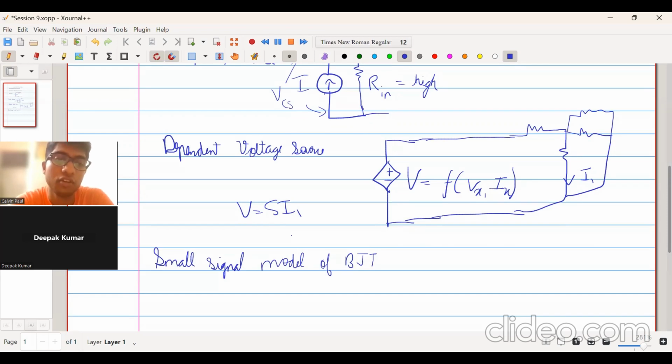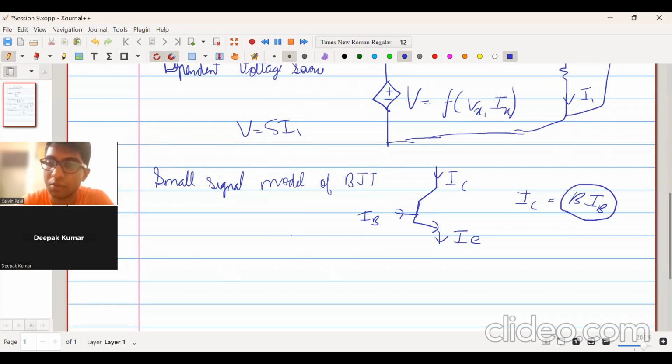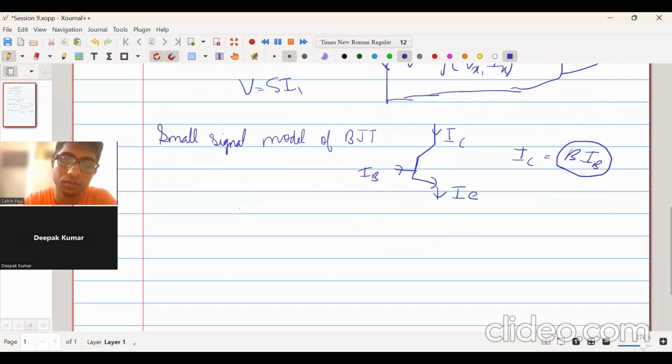Okay. So actually, when you draw the small signal model of a BJT, you will find that either the current or the voltage is dependent on some other current or some other voltage. If you take the BJT, this is the collector, this is the base, this is the emitter. And you know the collector current is equal to beta into IB, so it is dependent on IB. So when you draw the small signal model of a BJT, you will find such dependent voltage sources and dependent current sources. Now we will draw a dependent current source.